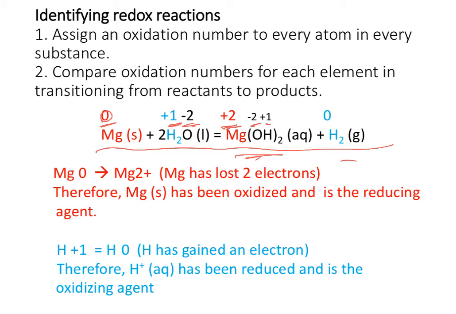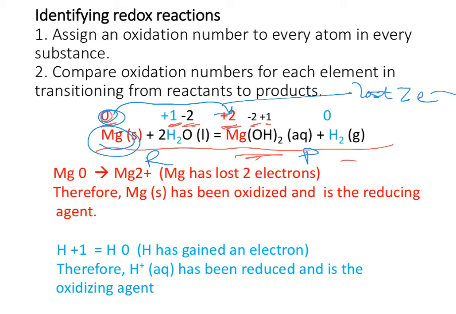In doing so, now compare the oxidation number for a particular element. Let's just look at magnesium and see if its oxidation number has changed in going from the reactant side to the product side. Well, yes, it has. Magnesium has gone from an oxidation number of 0 to an oxidation number of +2 on the product side. So what's happened to magnesium? It has lost 2 electrons. So magnesium has been oxidized.